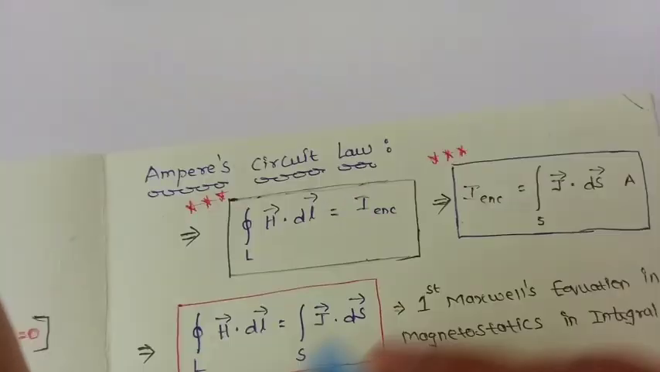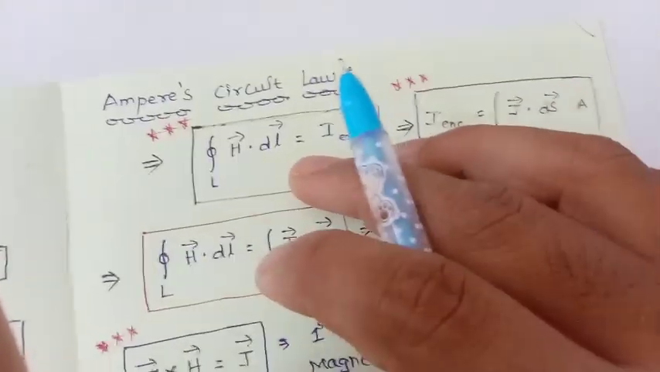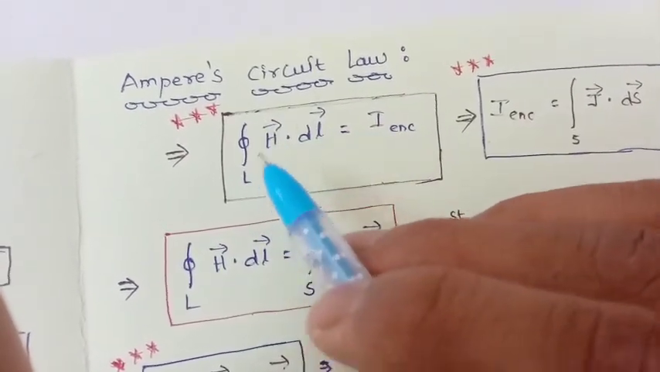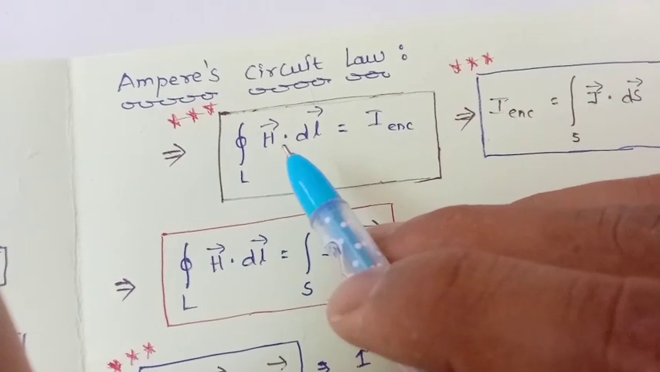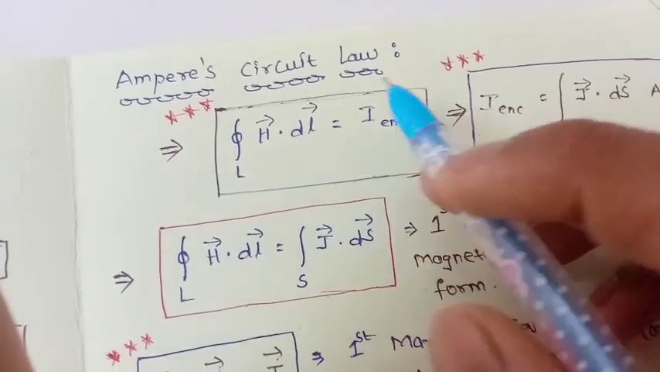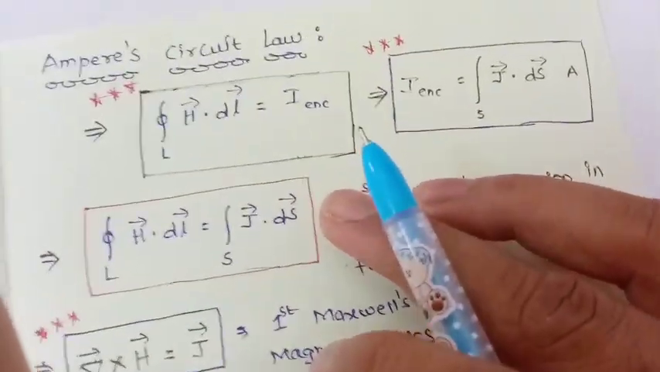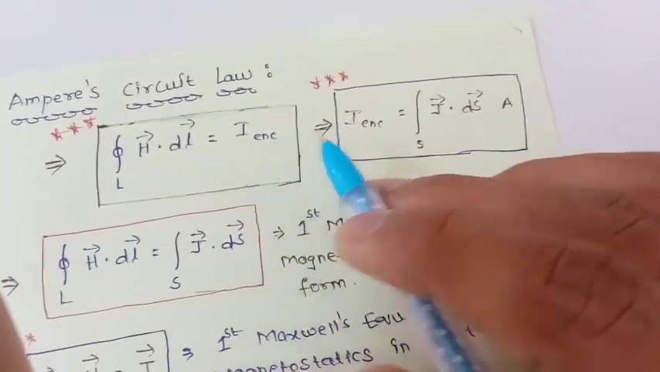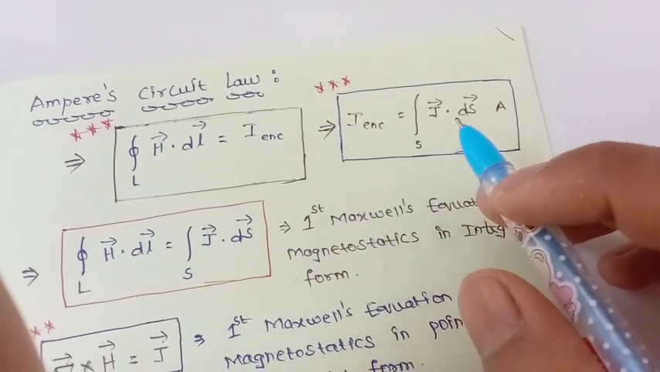Now coming back to Ampere's circuit law, it is very important. Ampere's circuit law states that the closed line integral of magnetic field intensity is equal to the current enclosed. Is it clear? This is the mathematical notation. Is it clear? Now we know that I enclosed is equal to the surface integral of J bar dot dS bar, amperes.